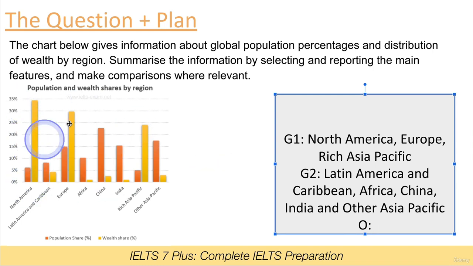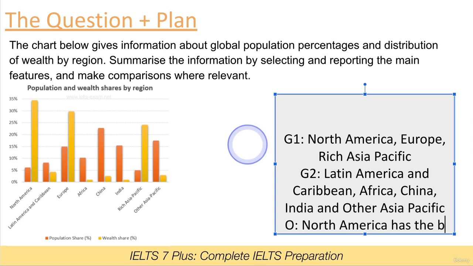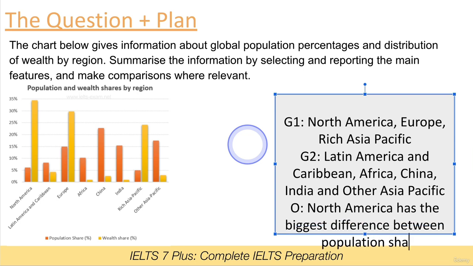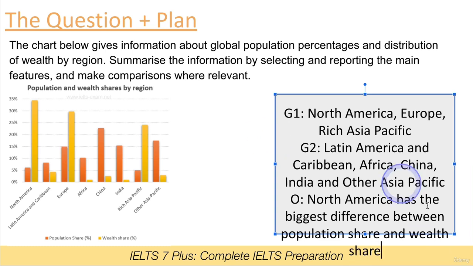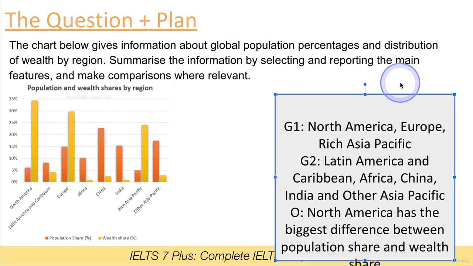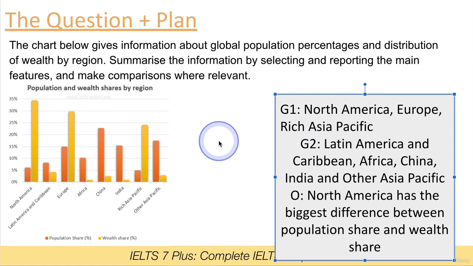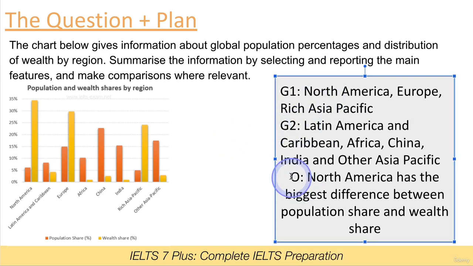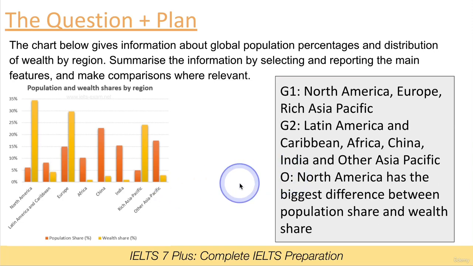Okay, so our overview then. What is striking about this? Well, North America has the biggest, most striking difference between population share and wealth share. Okay, we've gone out of the box there. That's okay. We'll move this up here. So you can see that this is how we've grouped them today. And we're going to talk about putting it all together now into the essay itself.